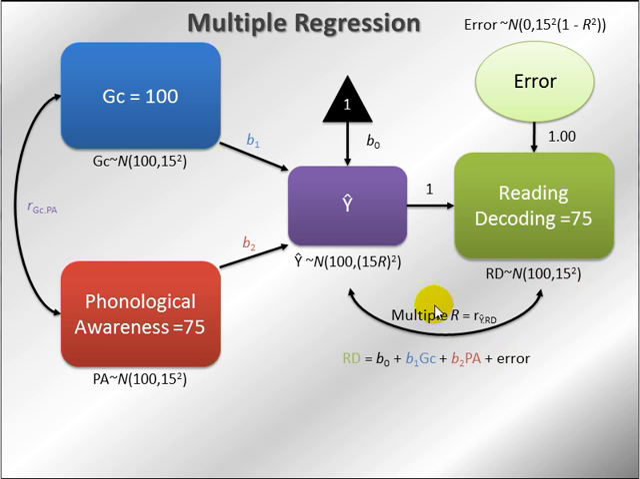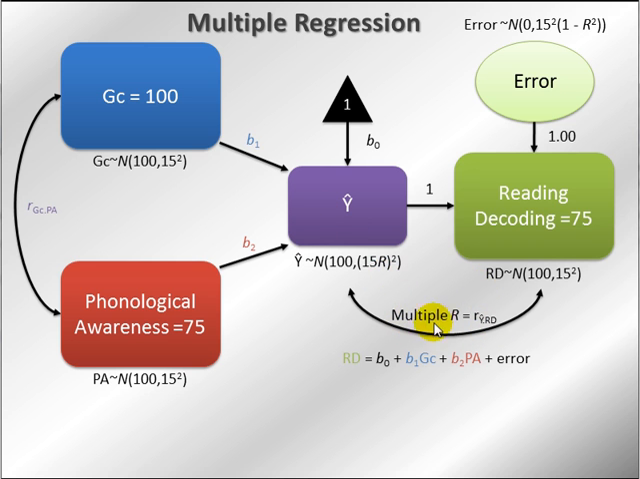What multiple regression does is it finds the optimal combination of this intercept and these two slopes such that the correlation between y hat and y is maximized. How that's done involves some fancy math called matrix algebra. We're not going to get into that. But suffice it to say that multiple regression finds the best combination of these three numbers such that this correlation becomes as big as it can be.